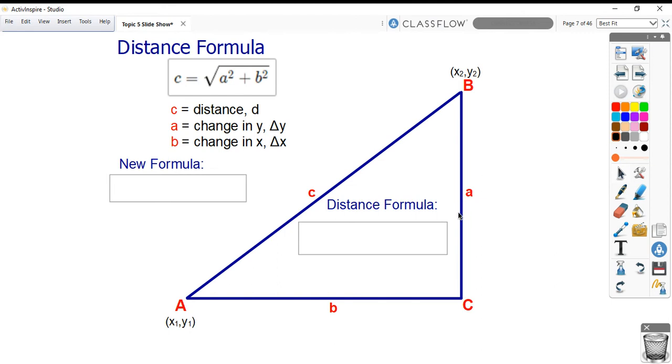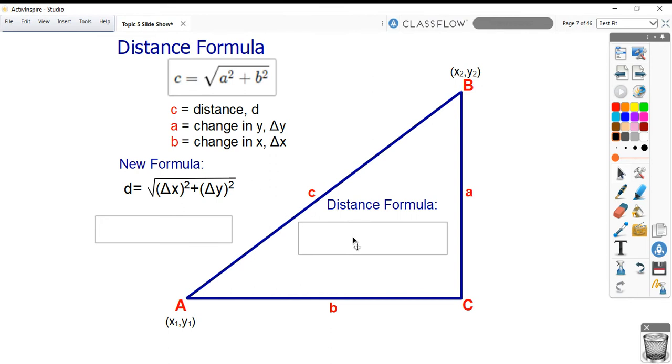Y'all, when we look at a triangle like this, that's what A and B are. A is the change in y values, the vertical change between point B and point A. That's the length of this side of that triangle. The horizontal change, the change in the x values from point A to point B, that's the length of this side of the triangle. So our new formula looks kind of like this. The distance, instead of a squared plus b squared, is the change in x values squared plus the change in y values squared. Okay, it's all related to the Pythagorean theorem that we already know how it works.